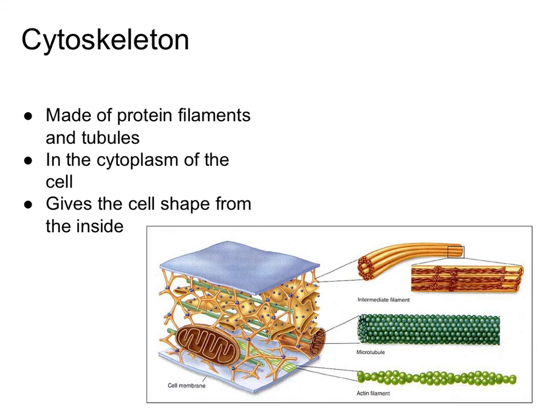The cytoskeleton inside of a cell is made up of protein filaments and tubules. So inside of a cell, there's a bunch of cytoplasm, so there's all that fluid, but then there's also these little proteins that are like filaments that extend through the cytoplasm and around the organelles that help the cell to maintain its shape from the inside. So just like we have a skeleton on the inside of our body, cells have a skeleton inside of their structures, and it's called a cytoskeleton because cyto, the prefix, means cell.